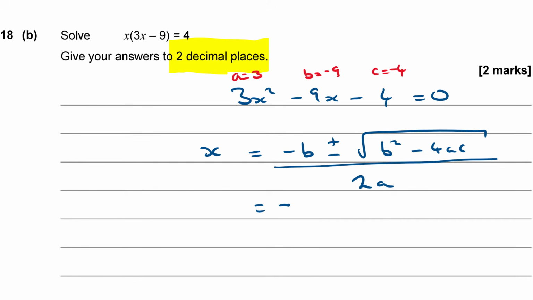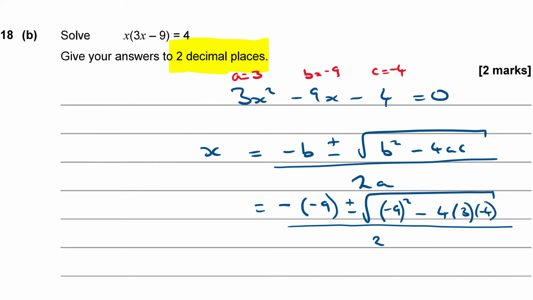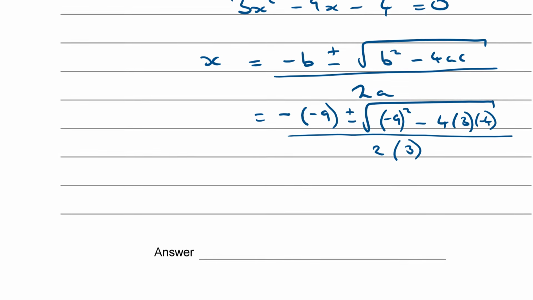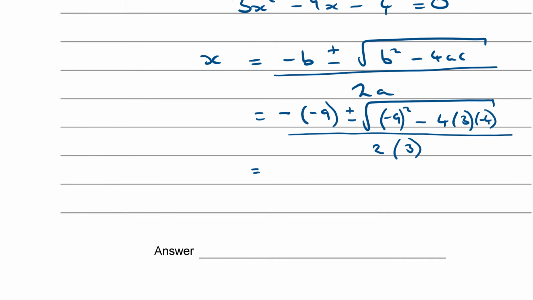So let's sub in our values of a, b, and c into that. So I've got minus b, minus negative 9, plus or minus the square root of negative 9 squared minus 4 times a, which is 3, times c, which is minus 4. Now I always sub in brackets. I just think it helps dealing with all the negatives. All over 2a, which is 3. Okay, and let's see if we can tidy this up. Minus negative 9, that is going to be positive 9, isn't it? So that negative is going to make a plus.